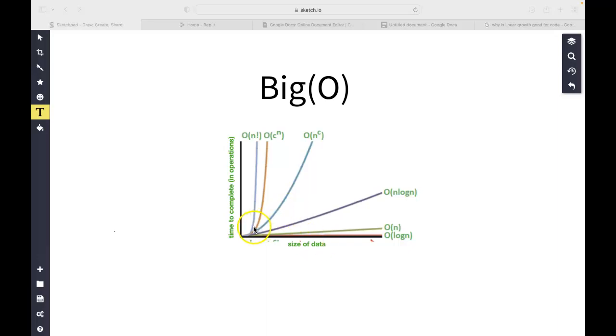Because if it grows at an exponential rate, like these time complexities here, then that just means that your execution time is really slow for the small amount of data that you have. And yeah, that's kind of an introduction and explanation I had for Big O.